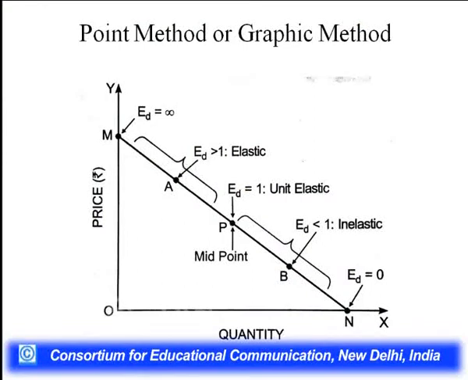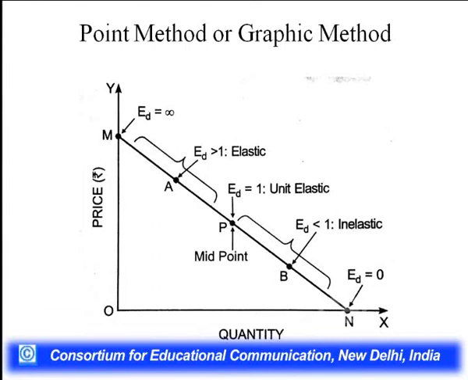Similarly, if we want to measure elasticity at point A, then the lower segment is An and the upper segment is Am. So here elasticity of demand is greater than 1 because the numerator An is greater than the denominator Am. By the same logic, elasticity of demand at point M would be infinite, because the lower segment consists of Mn, the entire demand curve, and the upper segment is equal to 0.